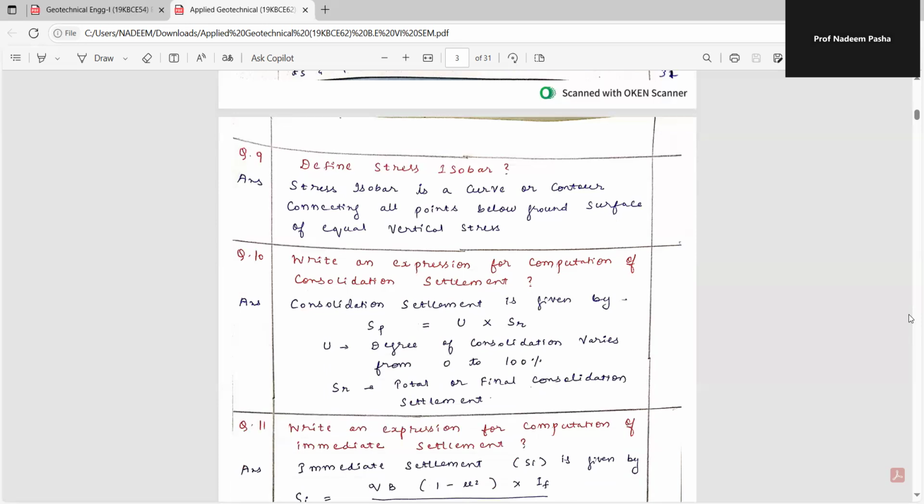Consolidation settlement is given by the equation SP is equal to U into SR, where U is the degree of consolidation varying from 0 to 100%, and SR is the total or final consolidation settlement.